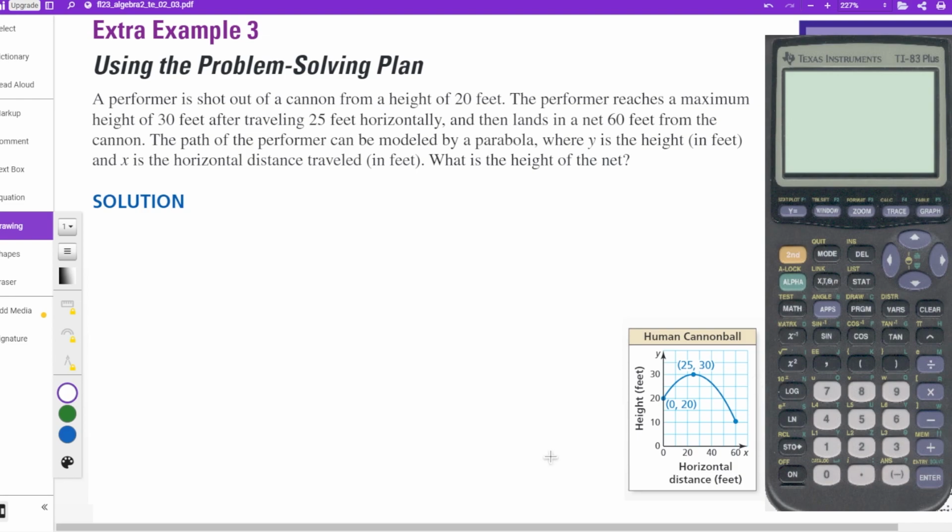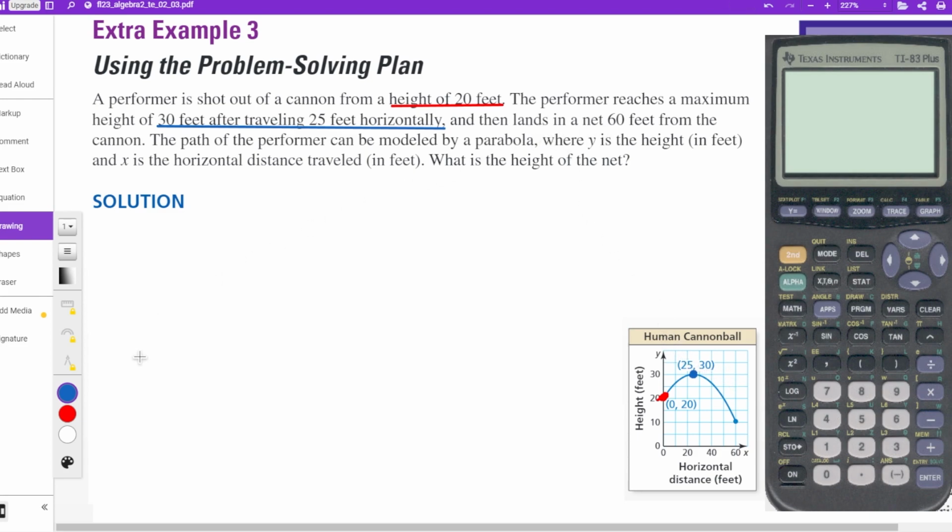Part of the solution is to sketch a graph of what the problem is describing. So if the performer is shot from a cannon from a height of 20 feet, that'll be this initial point right here, because the horizontal distance from the cannon is 0 and the height of the cannon is 20. The performer reaches a maximum height of 30 feet after traveling 25 feet horizontally. So that word maximum is describing the vertex. It's going to describe the highest point compared to all the nearby points. So that has the coordinates 25, 30.